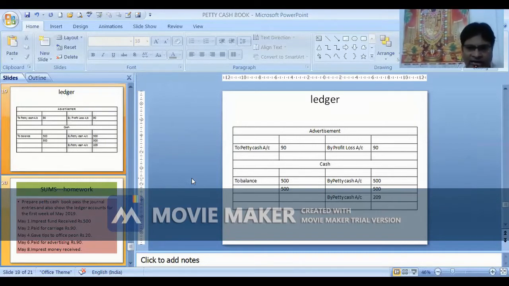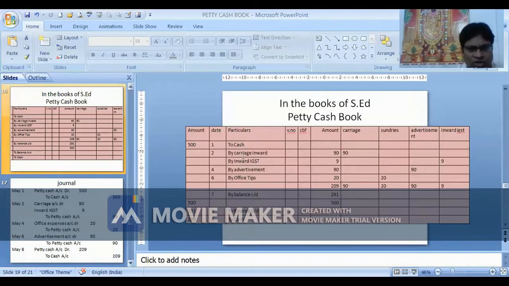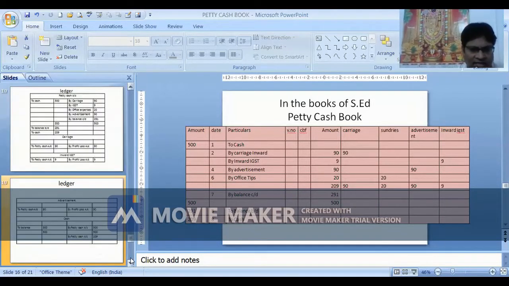Then cash, we have opened a cash account. We have received the money. So by petty cash, to main cash, or to cash only 500, balance brought down. And then we have petty cash again 209. So this is what we have received, 209, that we are showing in the ledger also. So this is what our sum is all about.